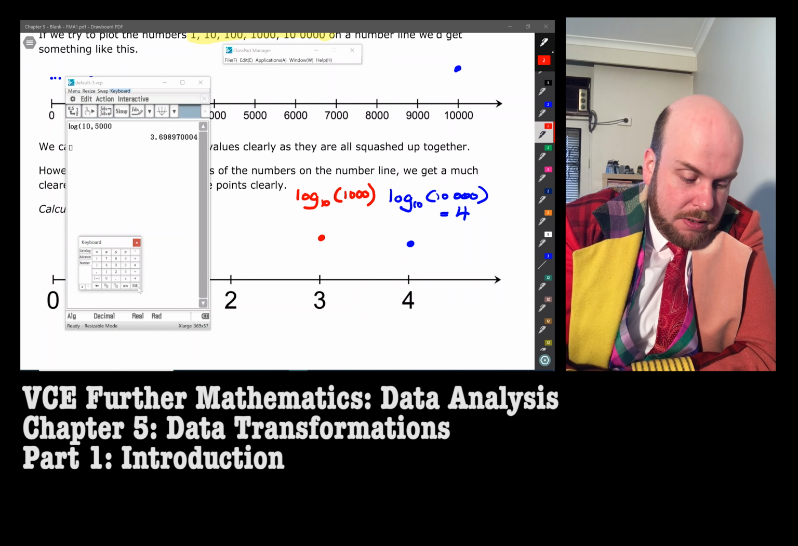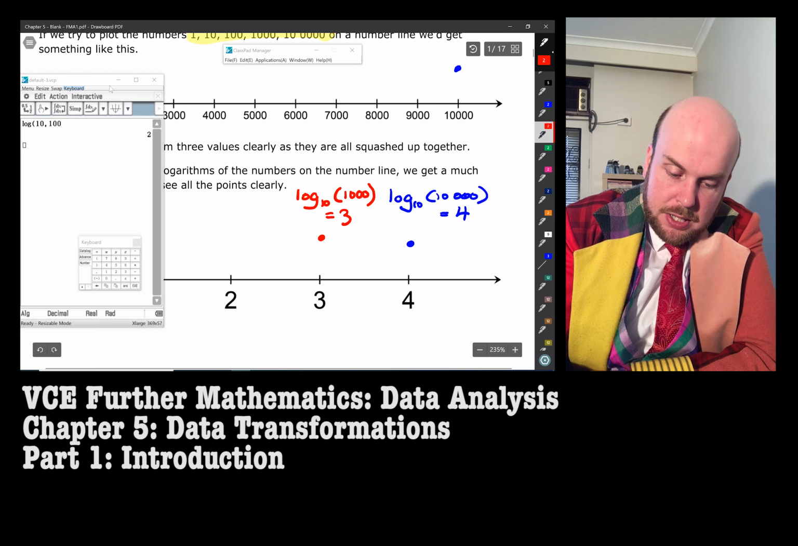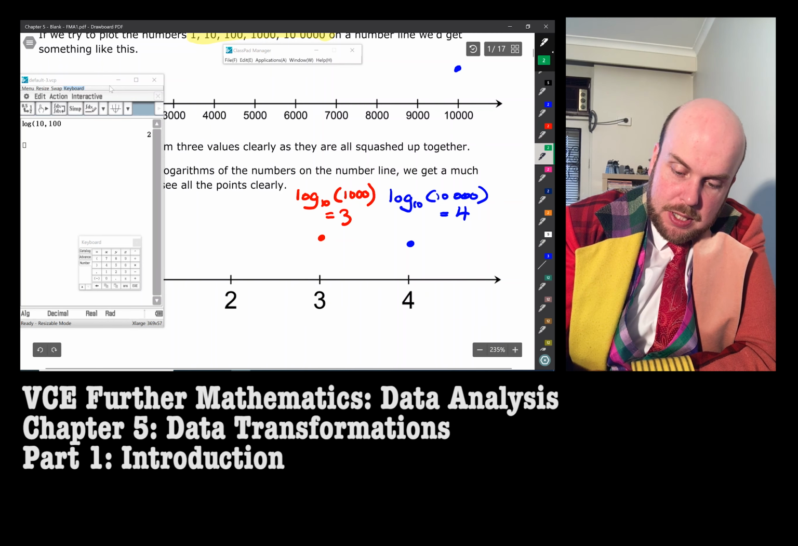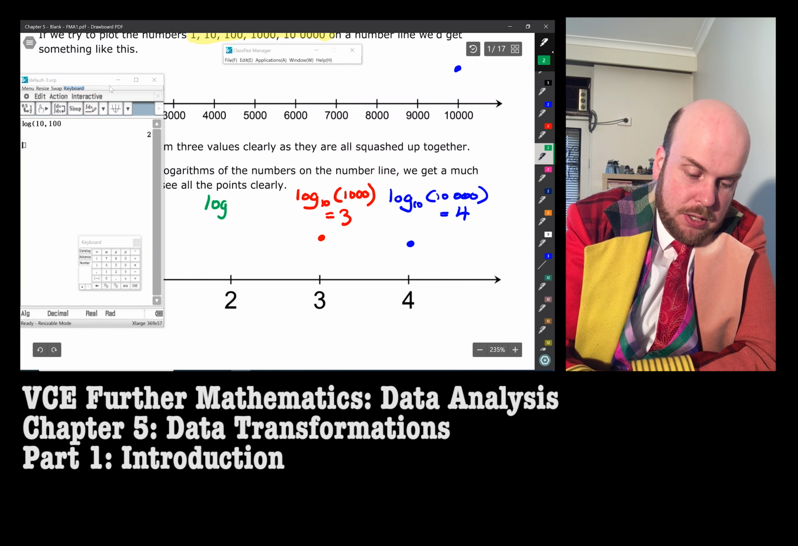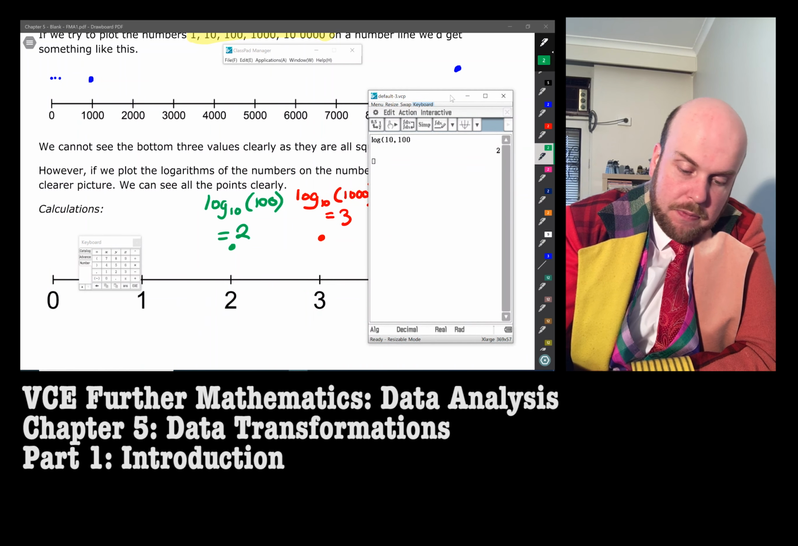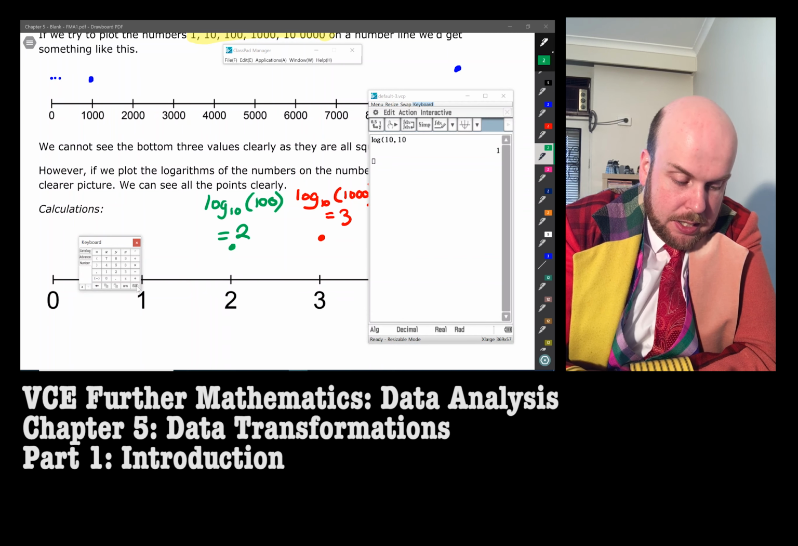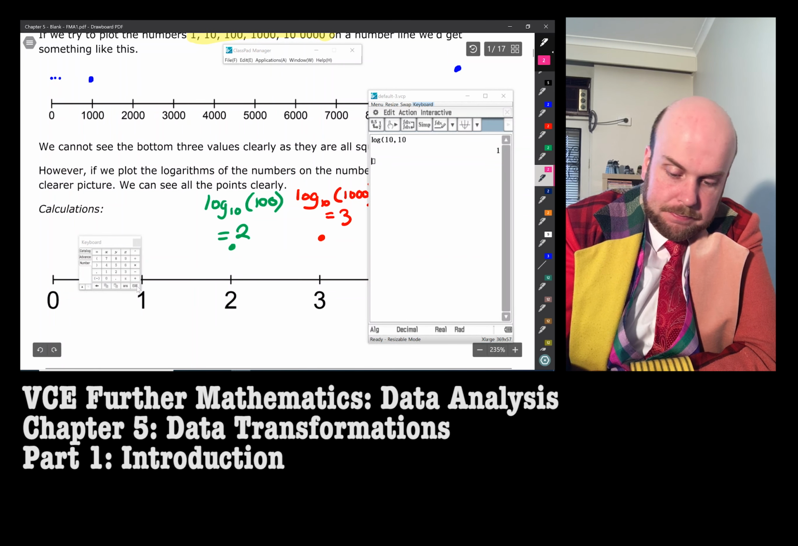And then for 100, you can probably predict that it's going to be a 2, so we'll put that in green. So log 10 of 100 is equal to 2. And then log 10 of 10 is 1.